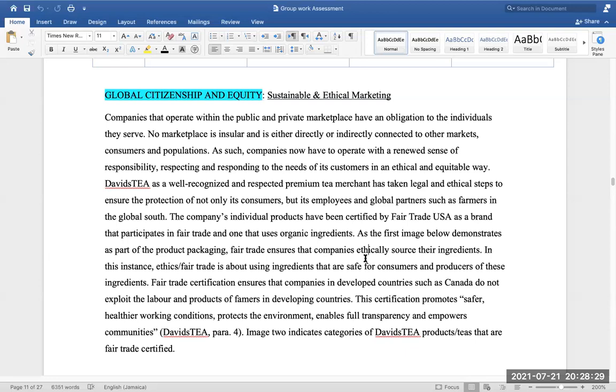As the first image below demonstrates, as part of the product packaging, fair trade ensures that the company ethically sources their ingredients. In this instance, fair trade is about using ingredients that are safe for consumers and producers of these ingredients. And I'm sure anybody has had the experience of consuming bully beef and becoming ill.